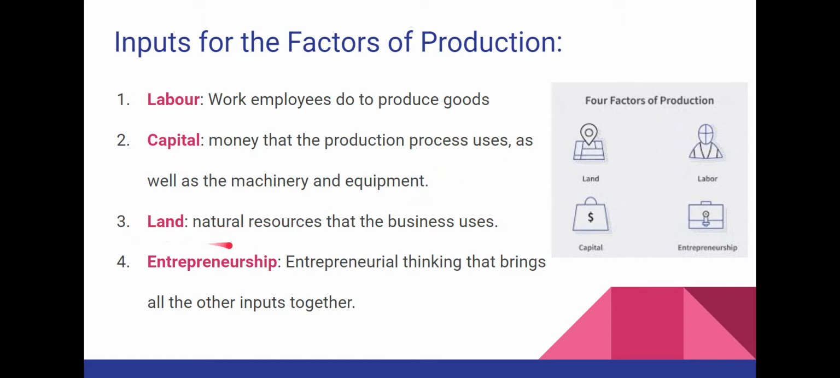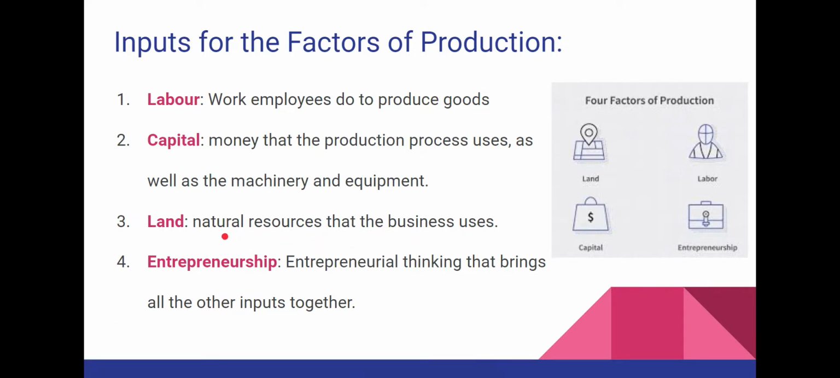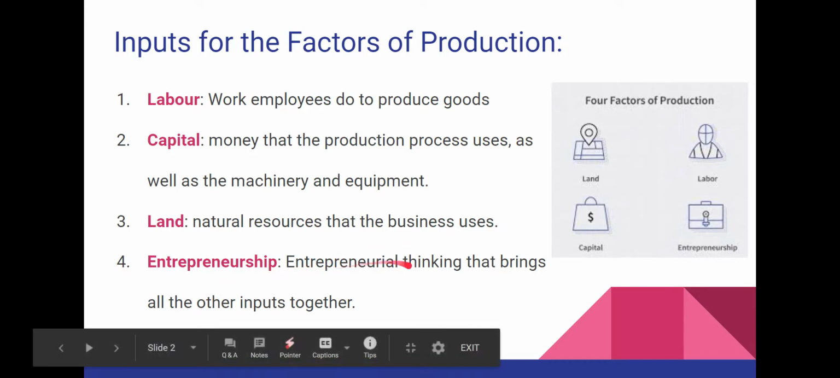Land, well, natural resources that the business uses. So if it's a restaurant, maybe it's the actual coffee shop or whatever. If it's the farm, land that you're using to grow the wheat that you're going to be making, the chickens are running around on. Entrepreneurship, entrepreneurial thinking that brings all the other inputs together. So all 4 of those are our factors of production.